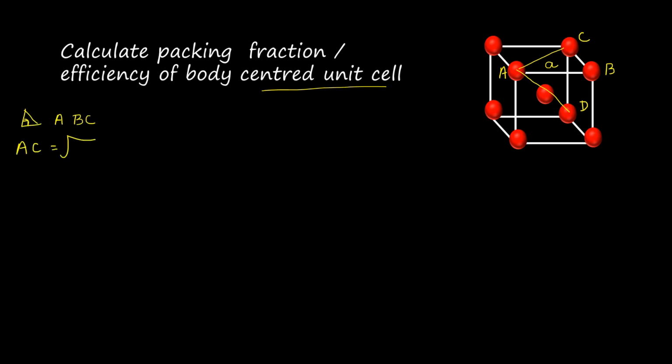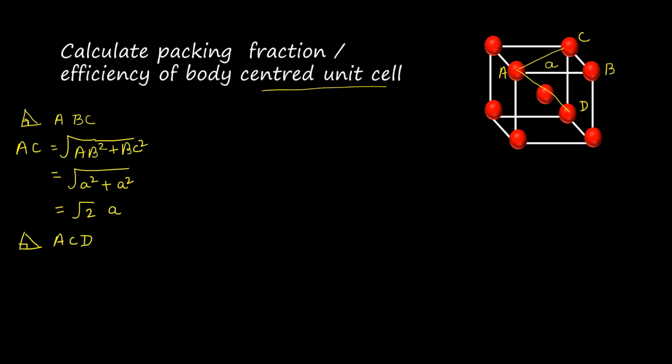AC is equal to root of AB square plus BC square. But we know AB and BC are edge lengths. So equal to root of A square plus A square equal to root 2A. We have seen this in the previous case. This is for the face diagonal.